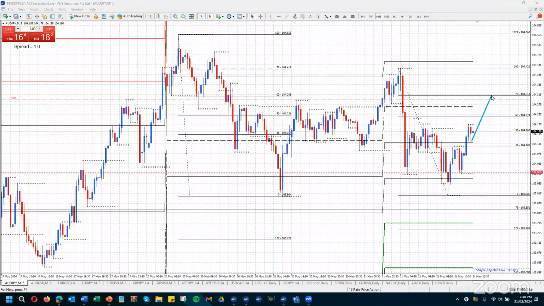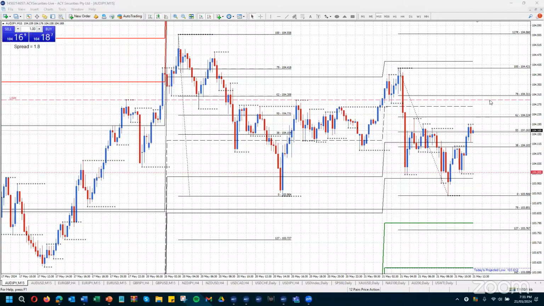79%, that's 104.31. We've also got last week's high here. Price isn't really able to hold above last week's high. Once it gets above, it wants to come back below. So that's a nice little area to watch.